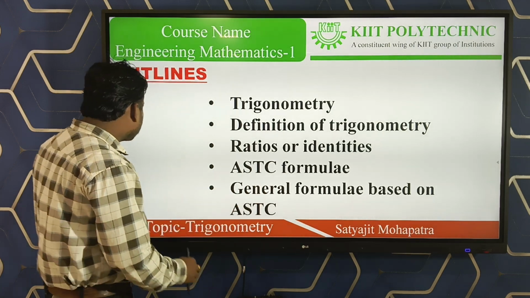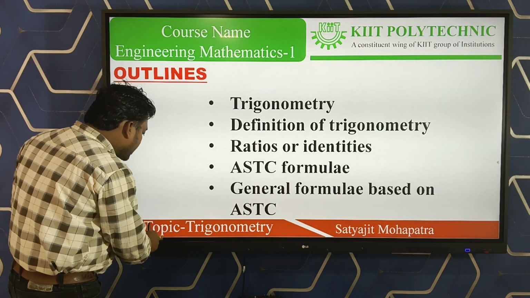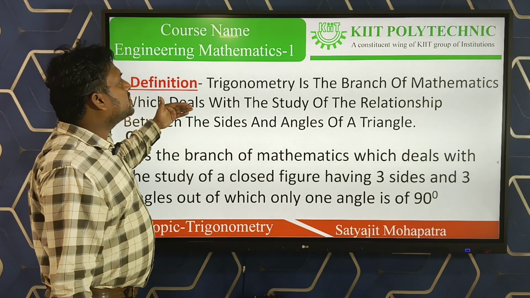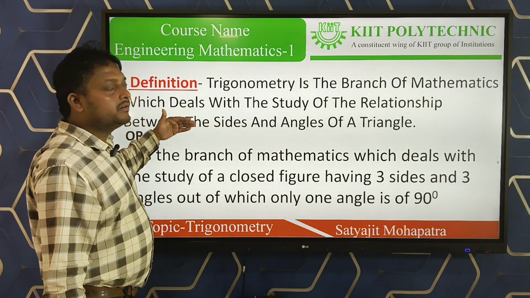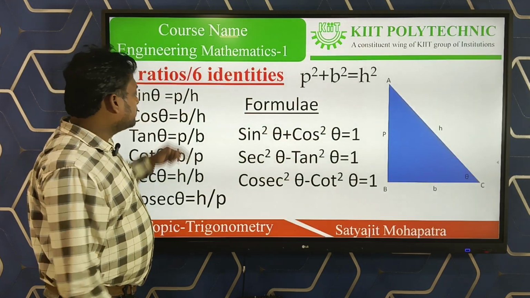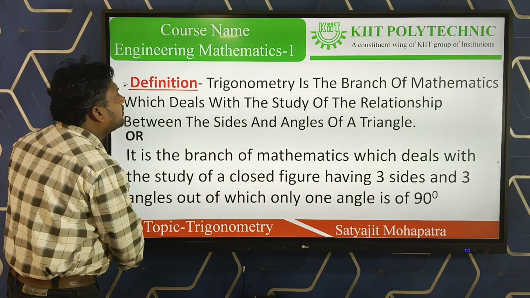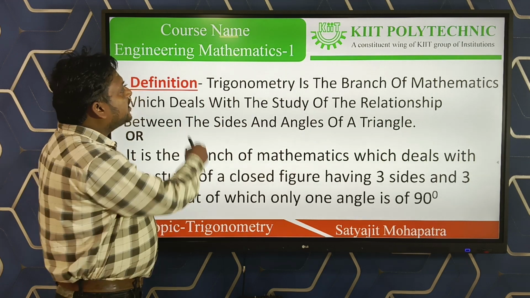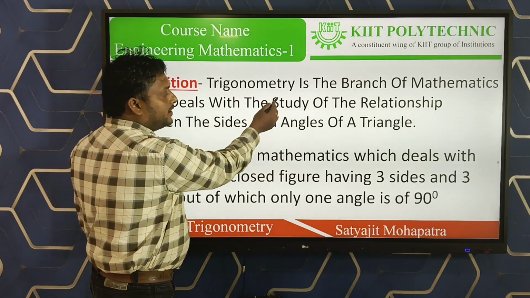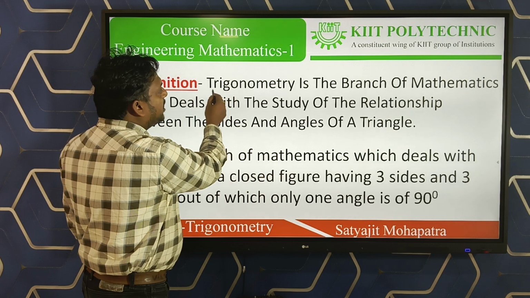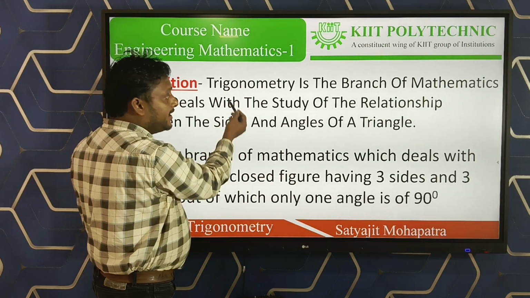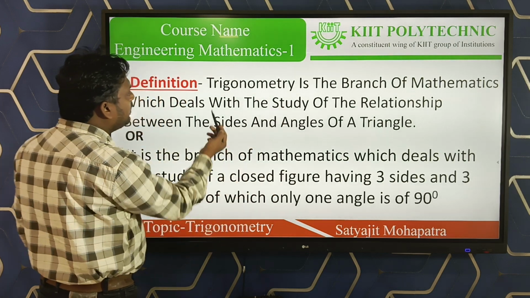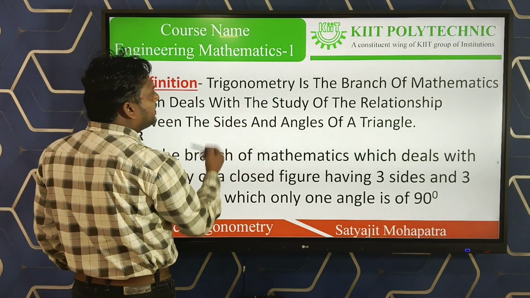Okay, now the next slide contains the definition. What do you mean by trigonometry? The trigonometry word, you can split the word, that is tri, gono and metry. All of you know what is tri. Tri means 3, gono means sides, and metry means measurement or the method of measurement. So we can clearly define trigonometry like this.